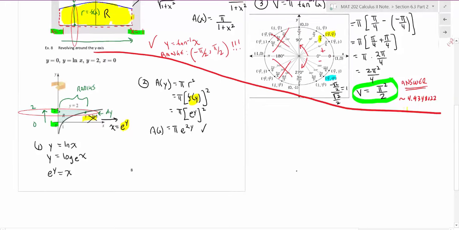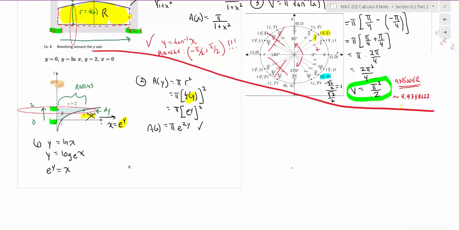Step 3, we set our integral up, which should be pretty simple. For our volume, we're going to integrate this time from 0 to 2, because we're integrating in the y direction. And the function we're integrating is pi e to the 2y times dy. Again, this is the area of the disk, and this is the thickness of the disk. So now we're ready to integrate this and get an answer.